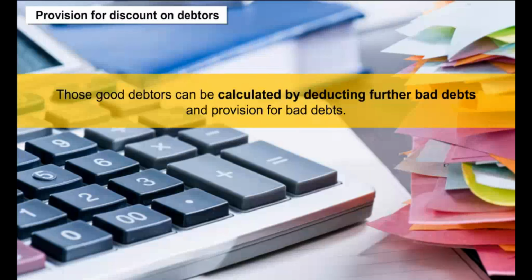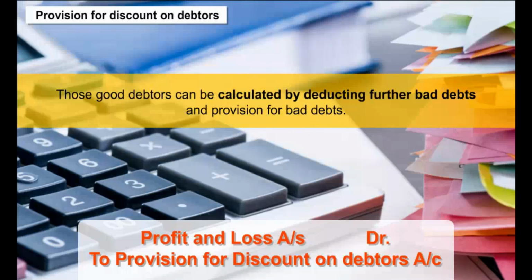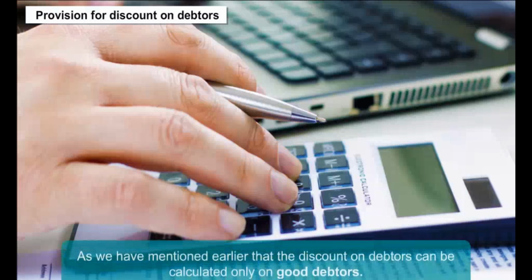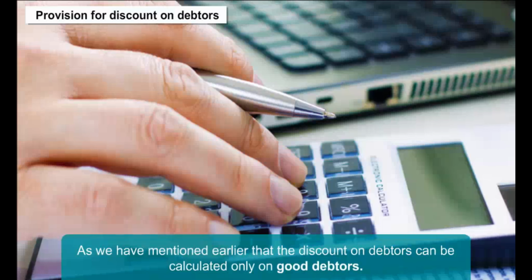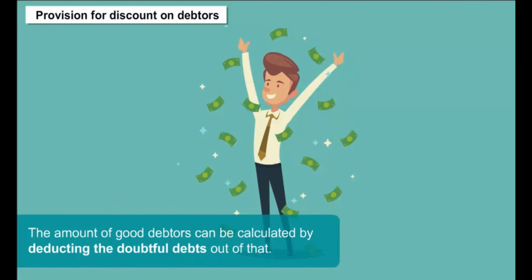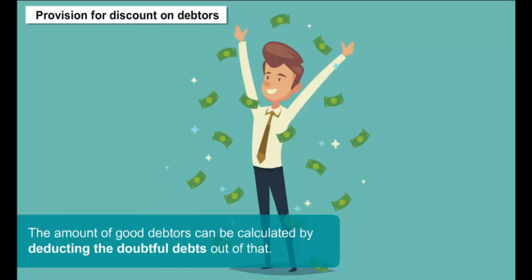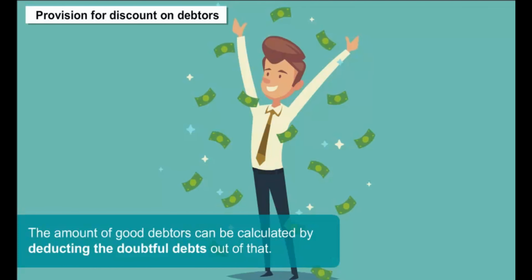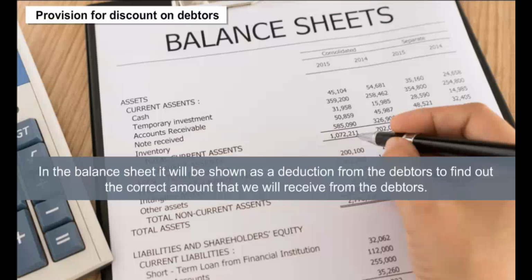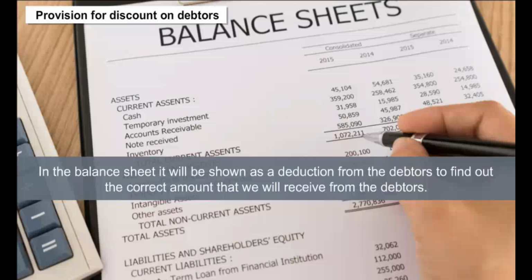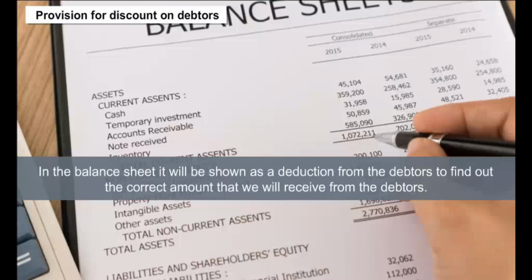The entry for provision for discount on debtors would be profit and loss account debited to provision for discount on debtors account. As we have mentioned earlier, the discount on debtors can be calculated only on good debtors. The amount of good debtors can be calculated by deducting the doubtful debts out of that. The adjustment entry for the same would be done as follows. Profit and loss account debited to discount on debtors account. In the balance sheet, it will be shown as a deduction from the debtors to find out the correct amount that we will receive from the debtors.